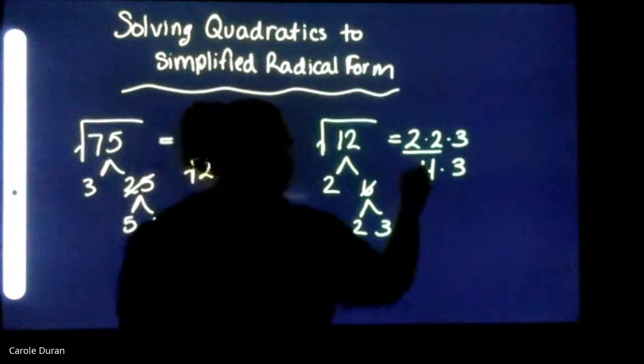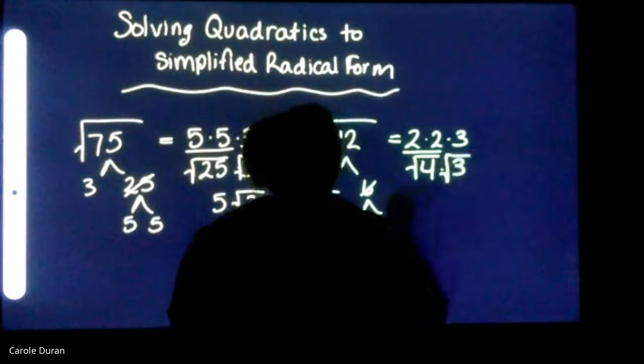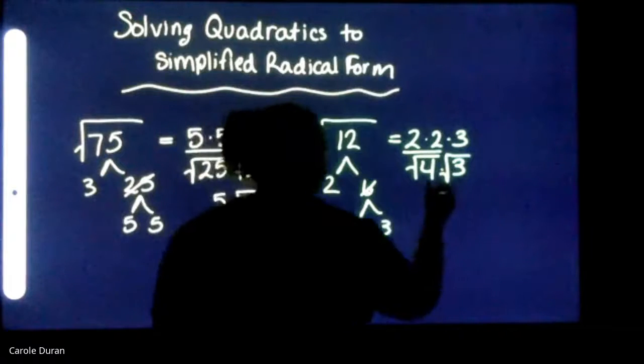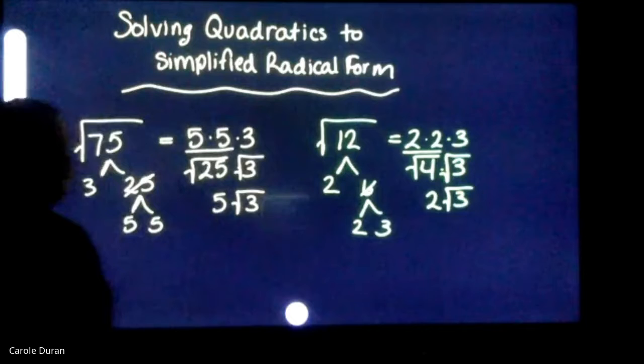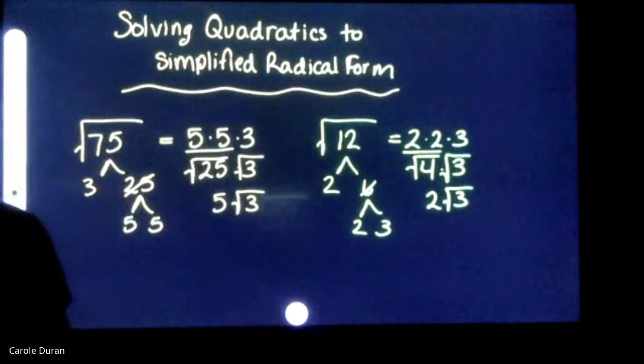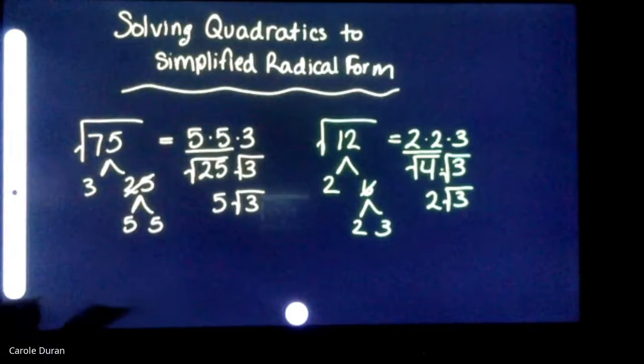Then I individually take the square root of each of these because I can't put anything else together. Square root of 4 is 2. And then the 3 stays under the radical. So square root of 12 simplifies into 2 times the square root of 3. Anybody having major issues with those things?